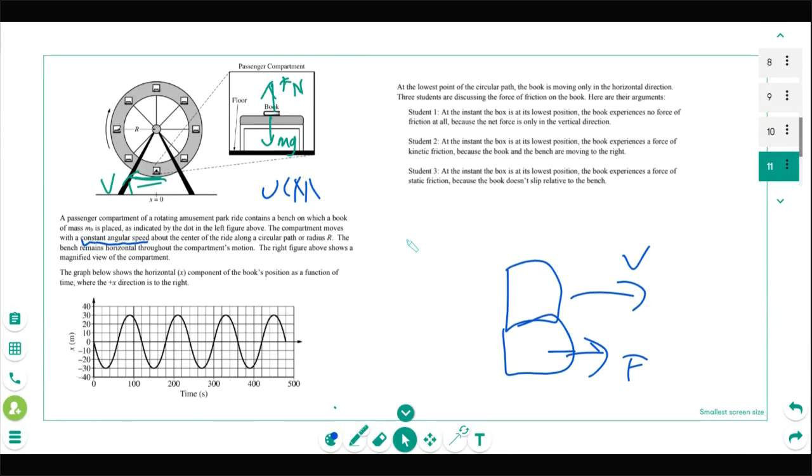If this was a horizontal circle, I would say, sure, there's got to be some friction going on because that would make it move towards the center of the circle. But our force here is going just upwards. The normal force is providing the centripetal force. I don't think we need anything acting sideways in this case. And if there was static friction, you'd have to have a force opposing it to keep that book from accelerating off the bench and stuff like that. So my argument, I guess I'm arguing for student 1 here.